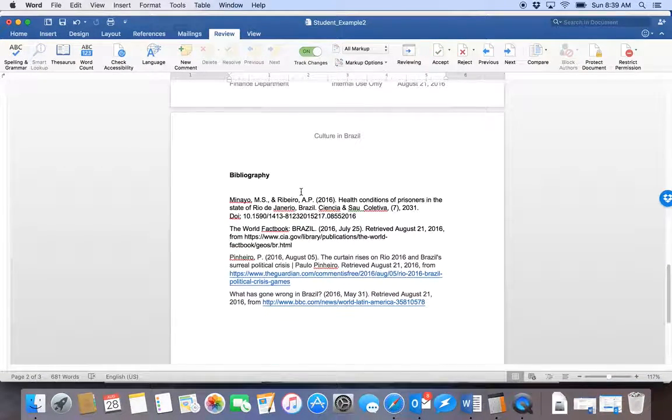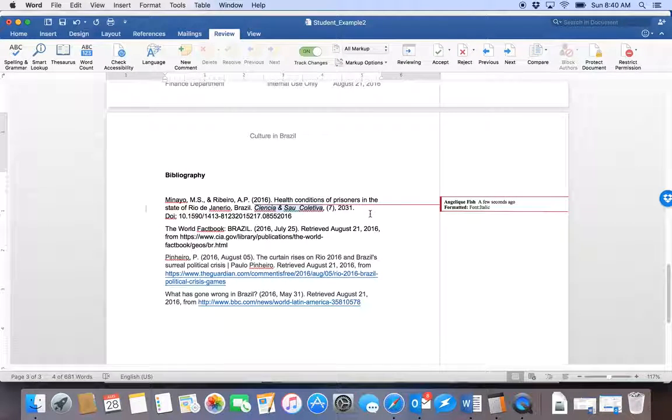Okay, looking at the bibliography page, this actually looks pretty good. This right here is an article from a periodical with a DOI number. We have the article title here, and the person did a really great job of only capitalizing the first word and also the proper nouns. And then this is the journal title, and this needs to actually be italicized.